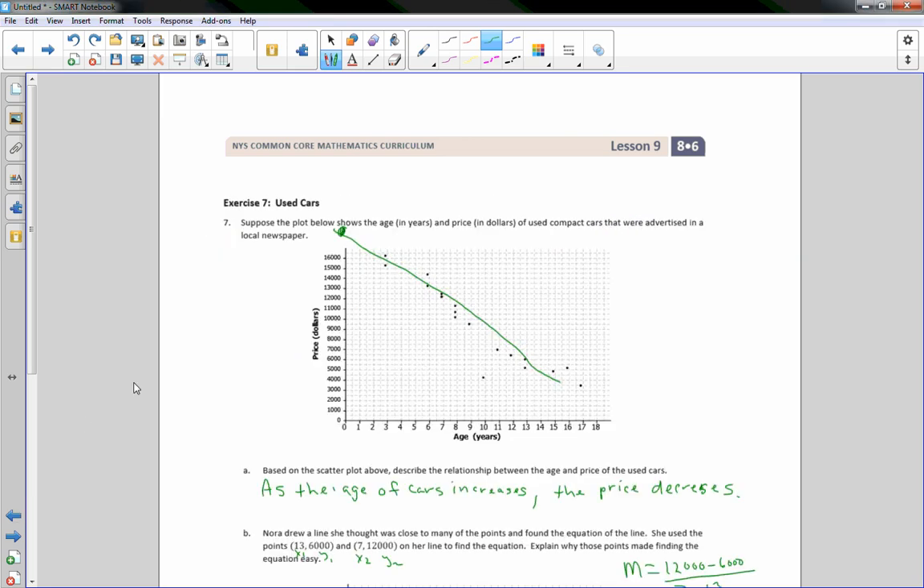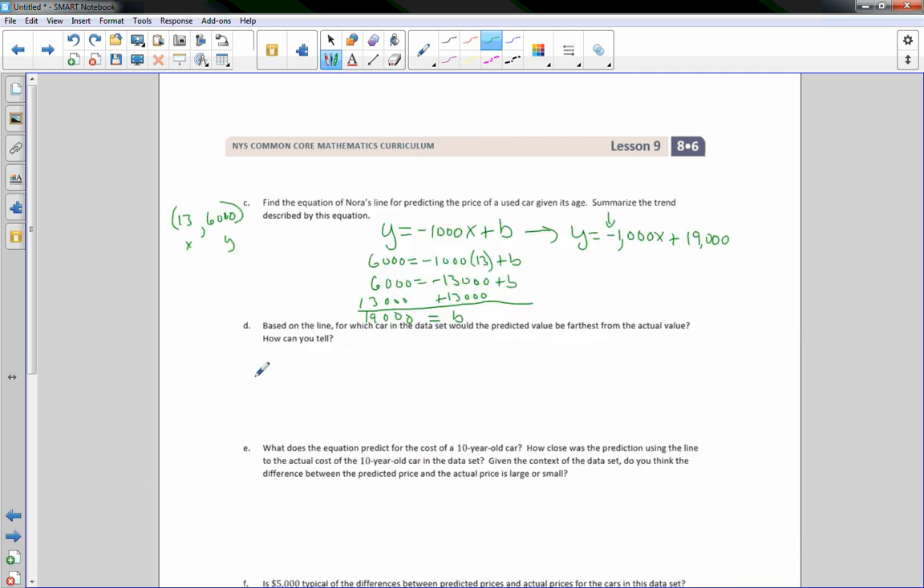Make sure you're clear on that, because as we're going to the right, as the age of the car increases, the price decreases, so it's a negative rate of change. All right, D: based on the line, for which car in the data set would the predicted value be farthest from the actual value, and how can you tell?